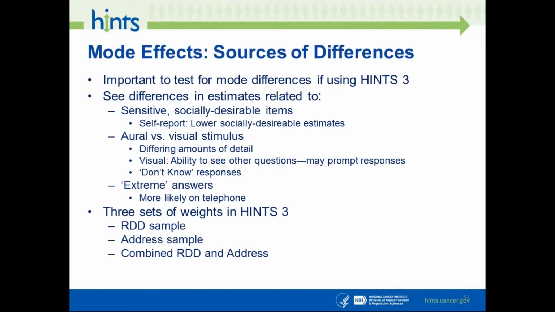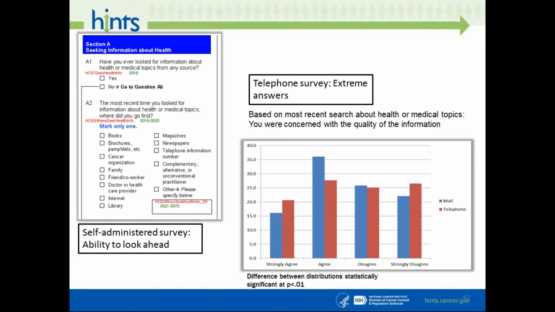So on the left-hand side here, I talk about a self-administered survey and kind of the ability to look ahead. So you can see the first question asks, have you ever looked for information about health or medical topics from any source? Now, maybe your first answer is, nah, I don't think so. But then you look down here, and the next question asks, the most recent time you looked for health or medical topics, where did you go? And you're reading that, and you're like, oh, books. Oh, actually, you know what? I went to the website. I went to WebMD the other day, or something like that. Oh, yeah. No, actually, turns out I did check on that. So that gives you more information than you would get over the telephone, because telephone asks you the first question, cool. Move on to the second one. You get the idea.